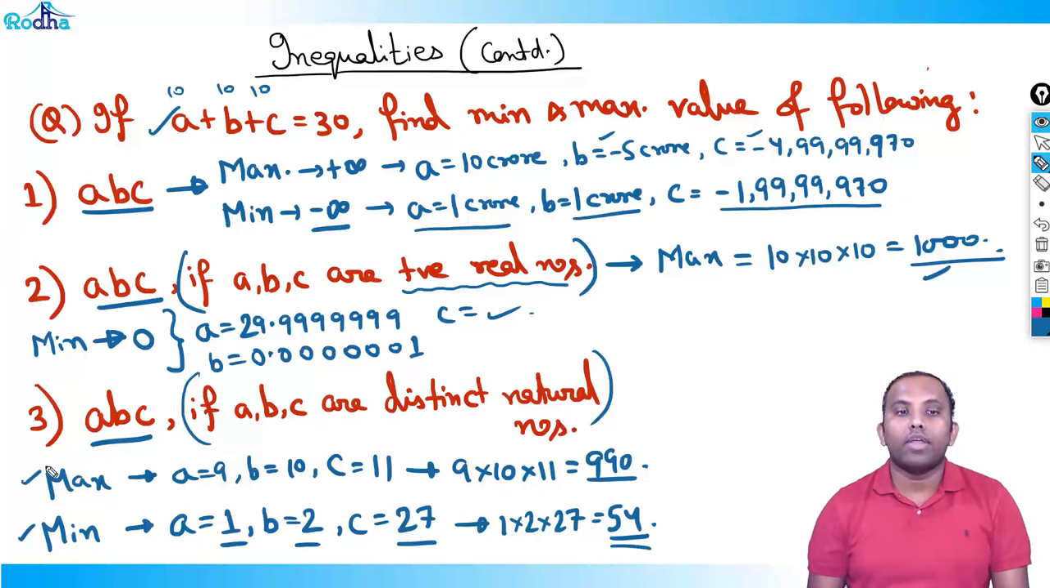What is the maximum value of A into B into C, if A, B, C are distinct natural numbers? 990, right? So a bit of conceptual clarity you'll get through these questions. Okay. Important one, right? Important one.